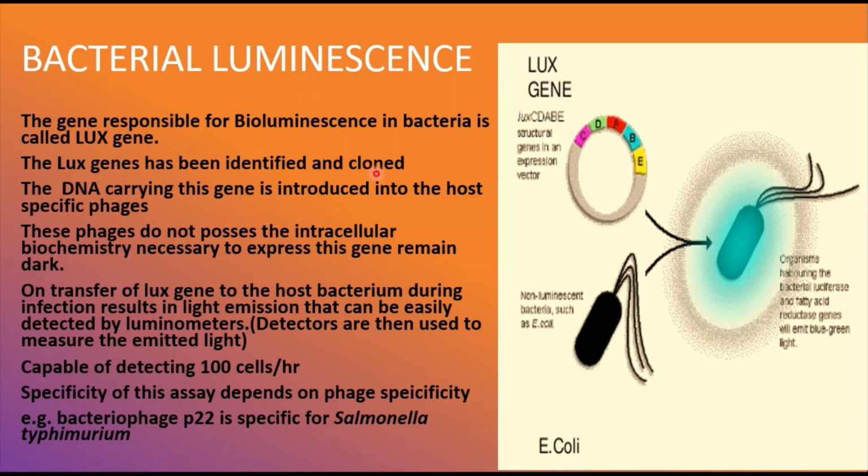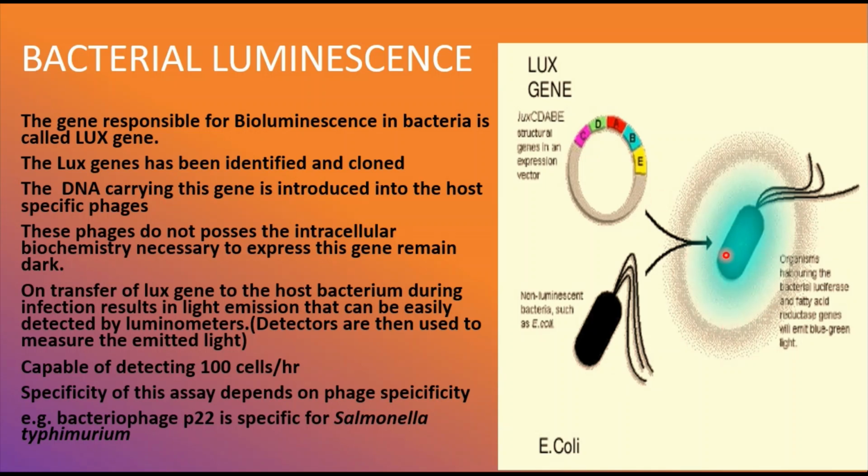Then bacterial luminescence. The genes responsible for any bacteria to give bioluminescence or light are called the Lux genes. The Lux gene has been identified and cloned. Now, the DNA carrying this gene is introduced into host-specific phages, such that we can infect the bacteria with those phages. Bacteria that do not possess the intracellular biochemistry necessary to express this gene will remain dark, and the ones that are capable of expression will be seen in this color.